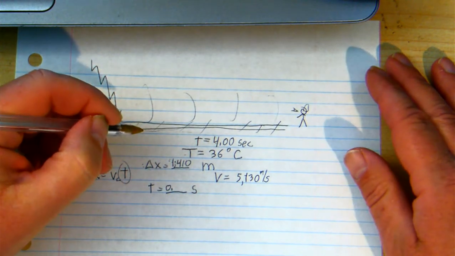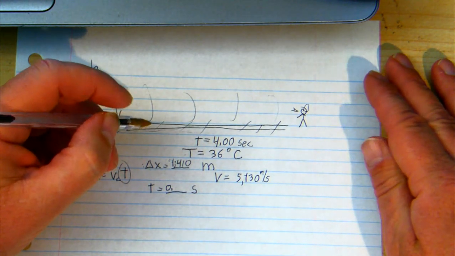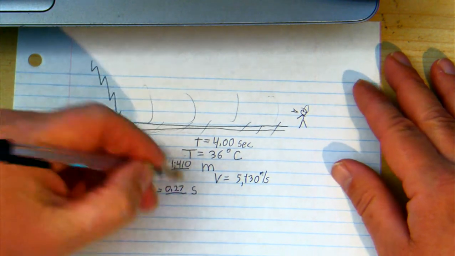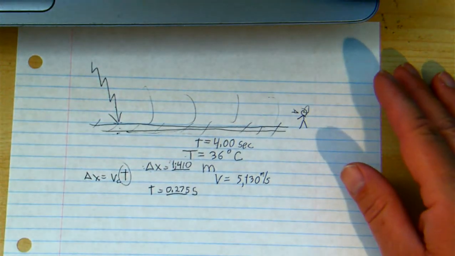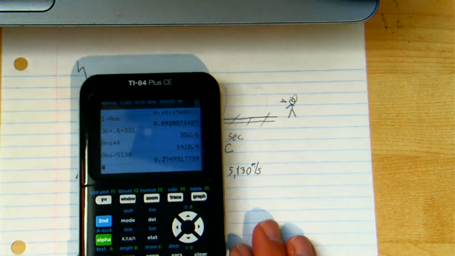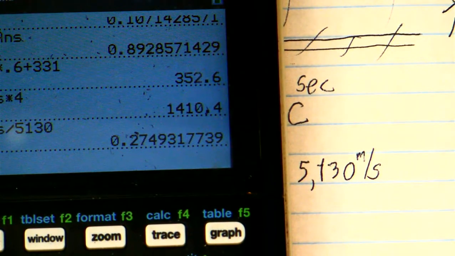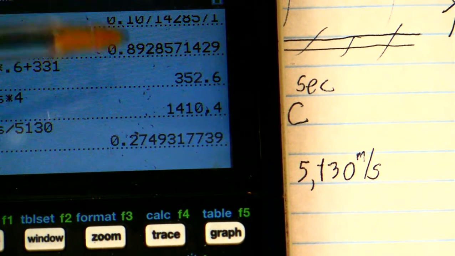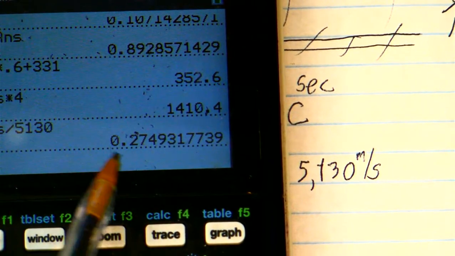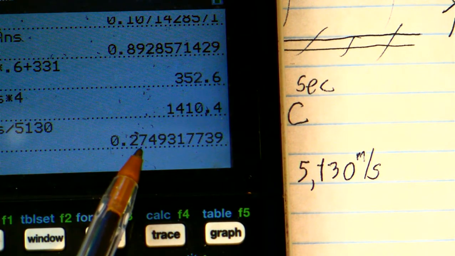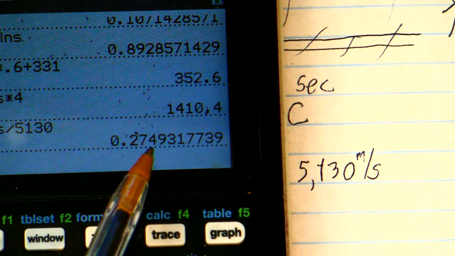The students I called on didn't quite agree with my result. I got 0.275 seconds. 0.27, and you're going to lose points if you don't round it correctly, by the way. So my calculator said 0.27493177739. Don't write that down, not even once. To 3 sig figs, the 0 doesn't count, it's just a placeholder. 2 is the first significant digit, 7 is the second one, 4 is the third one.